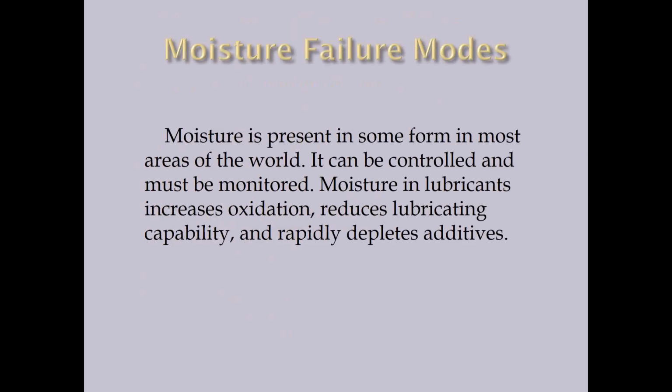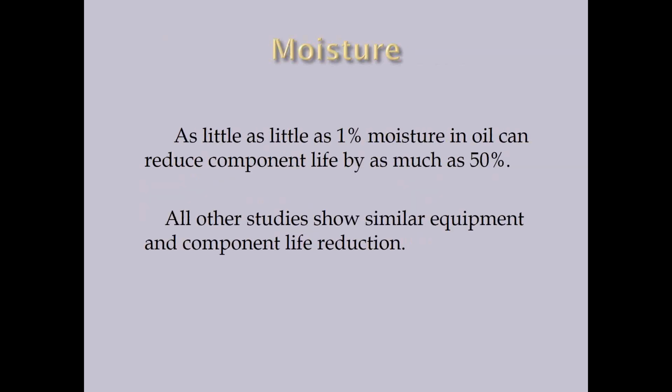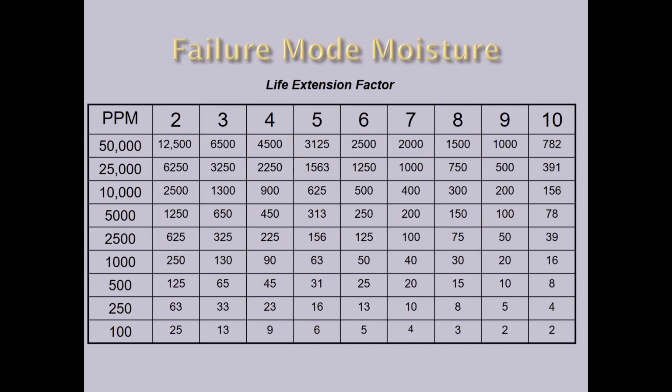But moisture is present in some form in most areas around the world. We can control it. There's different things we'll look at here on the next presentation next month, but lots of ways to control moisture. But look here, as little as 1% moisture in your oil can reduce component life by 50%. And we'll look at some slides of some other studies, but moisture is a very big failure mode of lubricants.